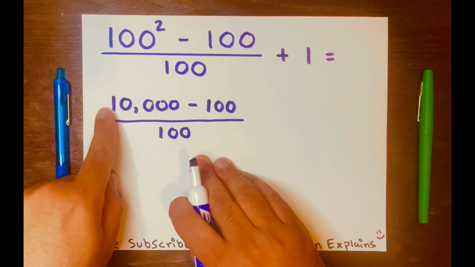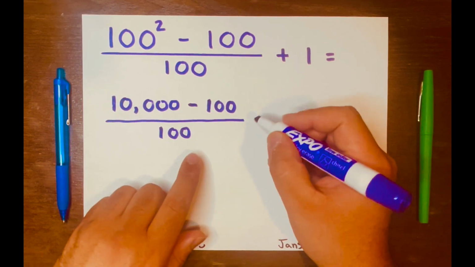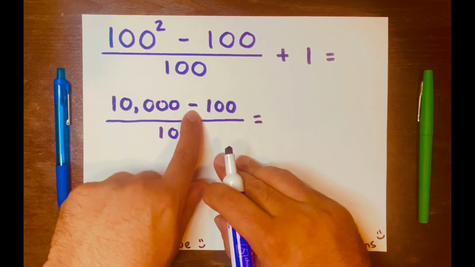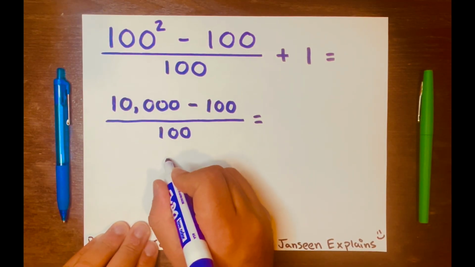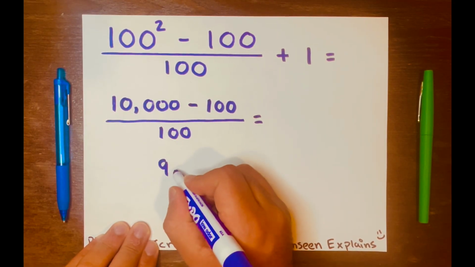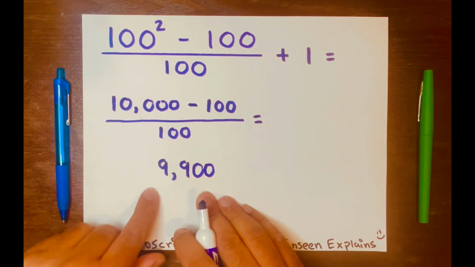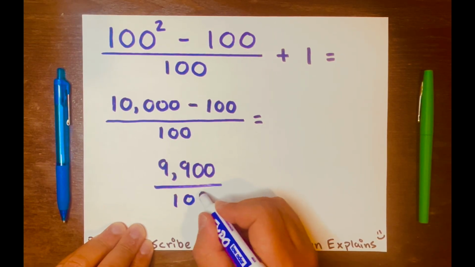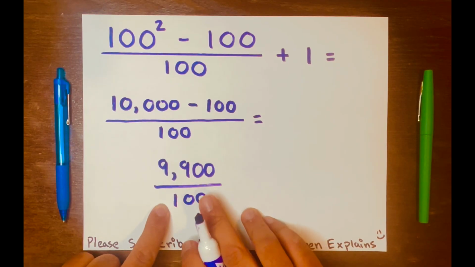So now we have 10,000 minus 100, which equals, you subtract, right? 10,000 minus 100 is 9,900, and I'll write it here, just like that. Then we bring down the 100, and now we have 9,900 divided by 100.